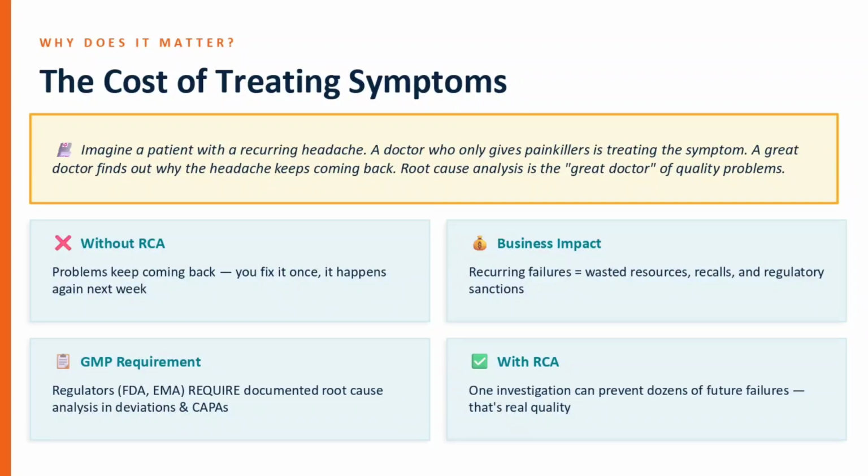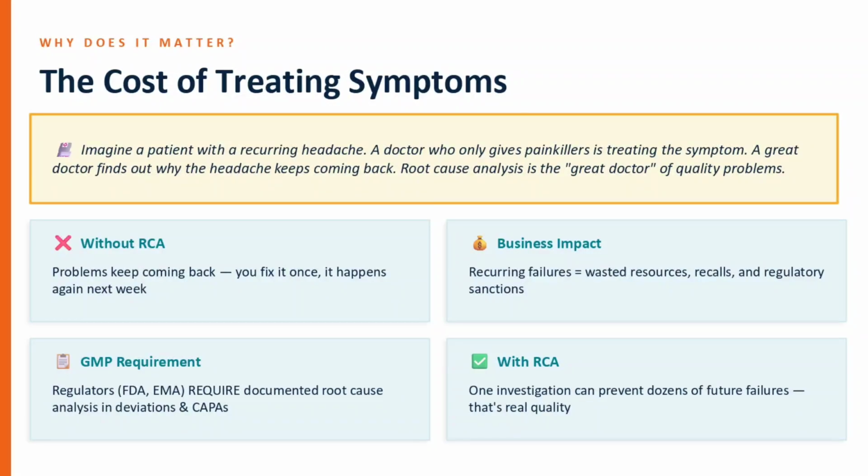Now in GMP, this is not optional. FDA, EMA, and other regulatory authorities require documented root cause analysis in your deviation reports, your OOS investigations, and your CAPA systems. We covered CAPA in video 7. If you haven't watched it yet, go back and do that. And from a business perspective, fixing a recurring failure once costs money. Fixing it 5 times costs 5 times more. Finding the root cause and actually solving it, that's where the real return on investment is in quality.